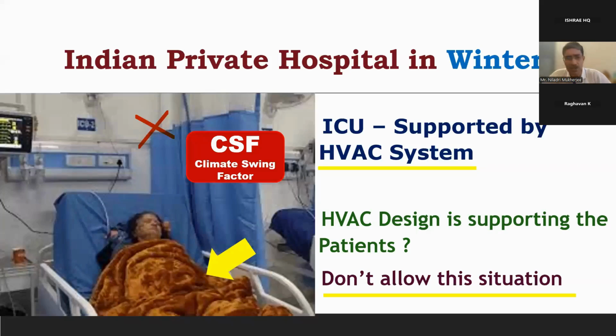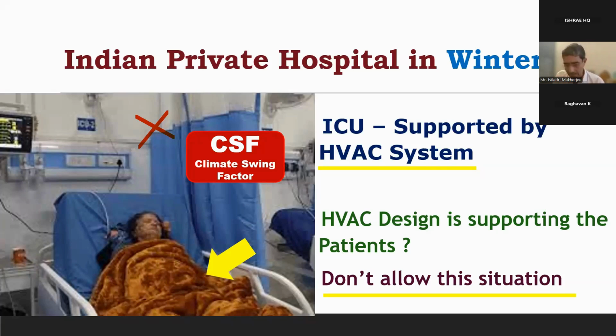This is a picture of a North Indian private hospital. You see that it's winter. This blanket is not from the hospital. It is coming from the patients. It means it's an ICU, and pulmonary disease patients are there. So it means clearly that there is no heating arrangement in the winter time.